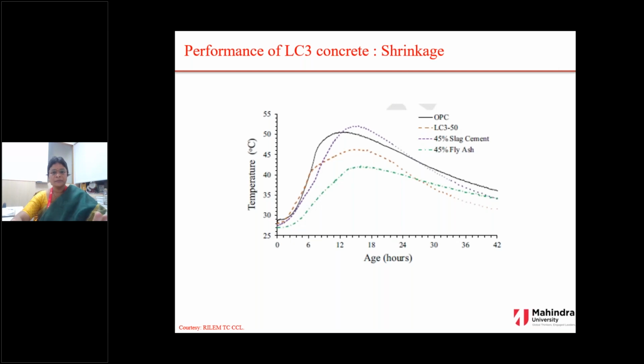This is the temperature which the OPC is going to exhibit during its hydration time. And when you look into it, the LC3 falls in between the OPC and the blended ones. The OPC has the highest temperatures. Okay, the LC3 falls in between, and then the blended ones.